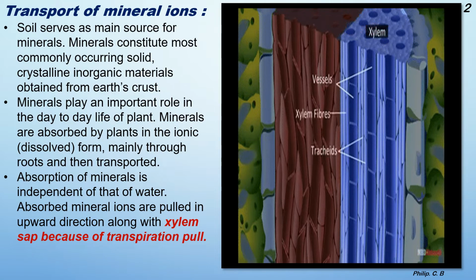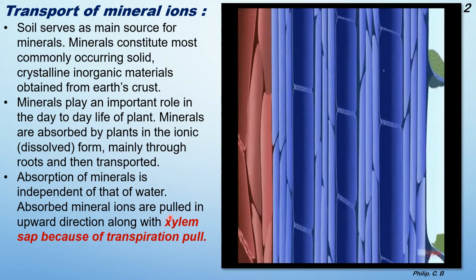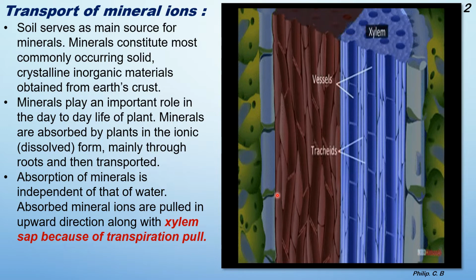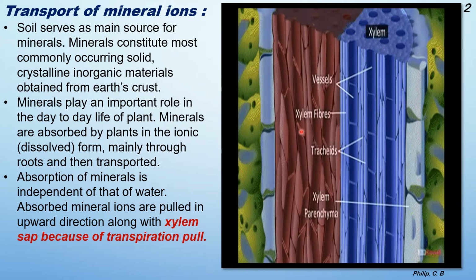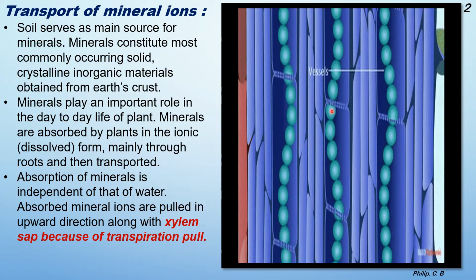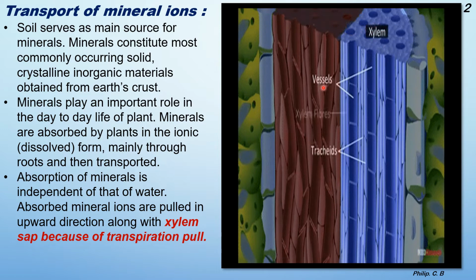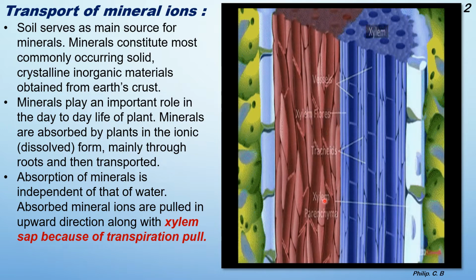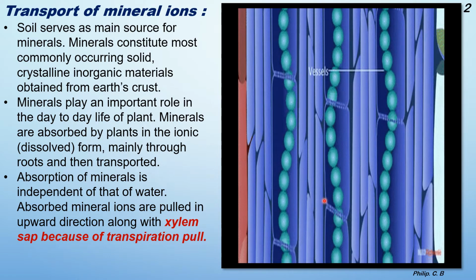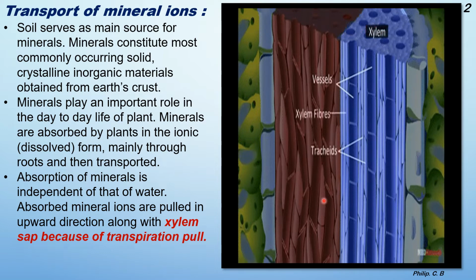Now moving further, the transport of mineral ions. Here first you can see the animation slide towards the right, where you can see the movement of water molecules in the xylem, where xylem vessel, xylem fibers, structure, xylem parenchyma is present, very clearly labeled. So you can see step by step how the water is moving in the vessels, and you can see the movement inside the plant.